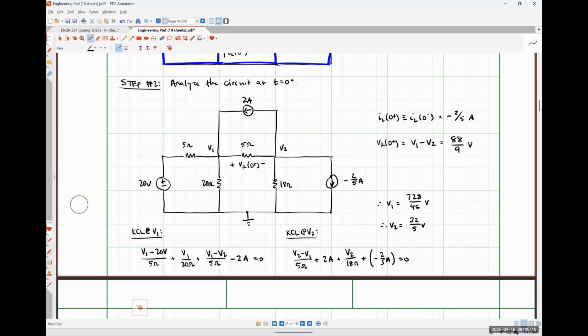All right, so anybody have any questions about what we did here for step 2? Yes, ma'am. So the 20 volts over 5 ohms is a constant that just gets moved to the other side. So that was 20/5 plus 2. I'm sorry, I couldn't hear you.